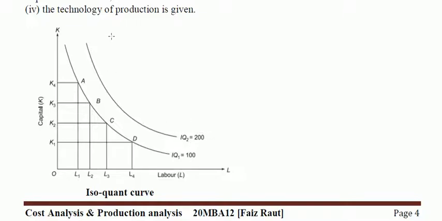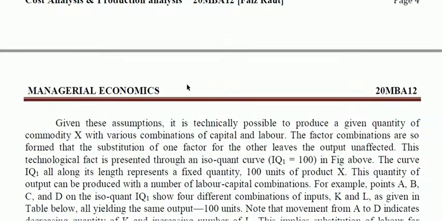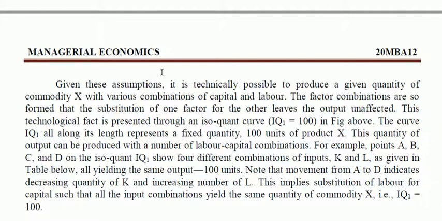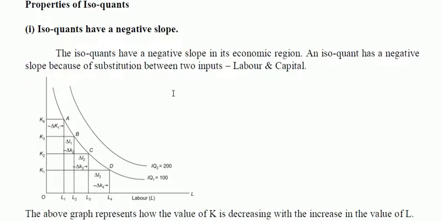The same goes here as well. If I draw a curve here, I can get 300, or above that 400, or above that 500, 600, like that. So this is what an isoquant curve is. There are a few basic properties of the isoquant curve. You can go through this and the explanation of the above graph. First property: the isoquant curve has a negative slope. Obviously, it can be seen easily from here.